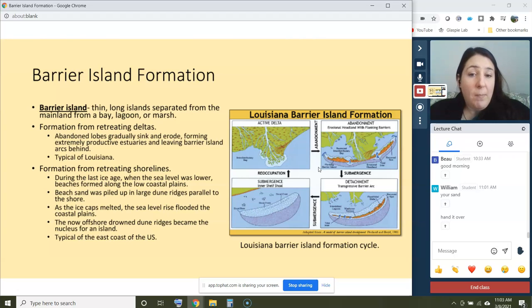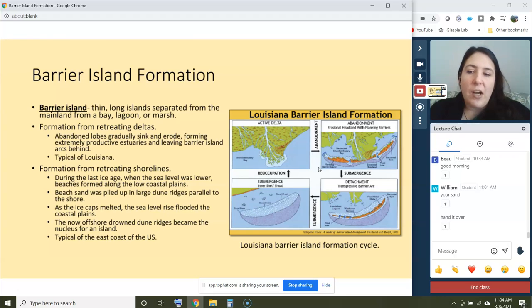I want to talk a little bit more about barrier islands because they're so important in the Gulf of Mexico, and they have a really unique way that they formed in the Gulf of Mexico. So a barrier island, a little bit more detail on the definition, is a thin, long island separated from the mainland by a bay, lagoon, or marsh. So separated from the mainland by a bay, lagoon, or marsh.